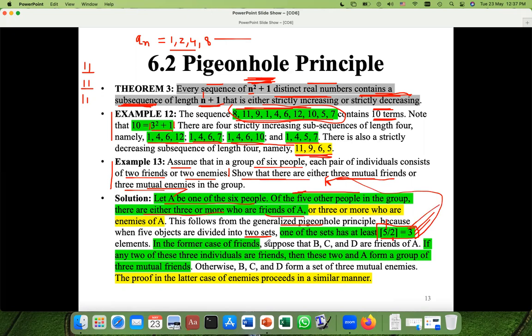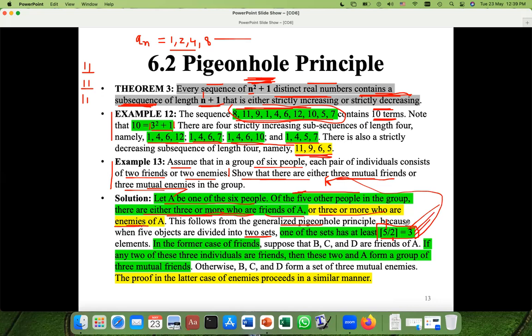But this is next. You can just do the theoretical discussion if you want. Otherwise, the question ends here. In the former case, now there are two cases. The former case is the case of friends, and the latter case is the case of enemies. Former means which is coming first. So this green was the first case we mentioned here. So this is the case of friends, and this yellow is the case of enemies. This is the latter case.